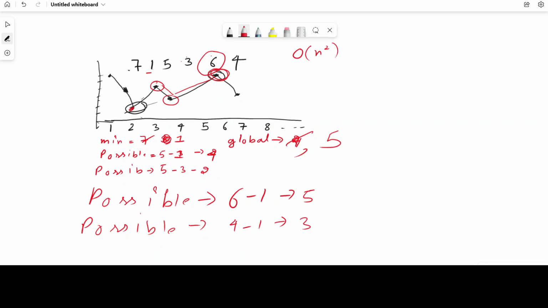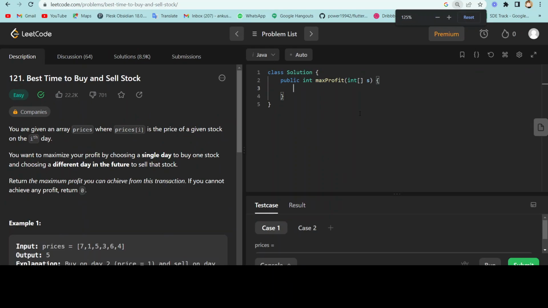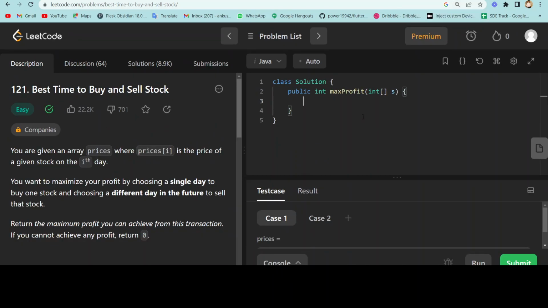Let's try to quickly implement this on Leetcode. I'm doing this in Java, but you can do this in any language. Let me quickly write it. So int globalProfit be 0, right? Sorry for typos. And int minimum would be s of 0, right? Not considering the edge case.